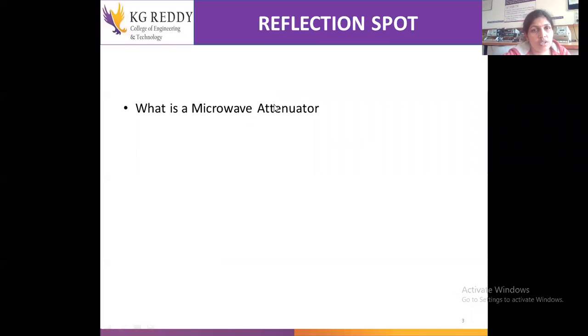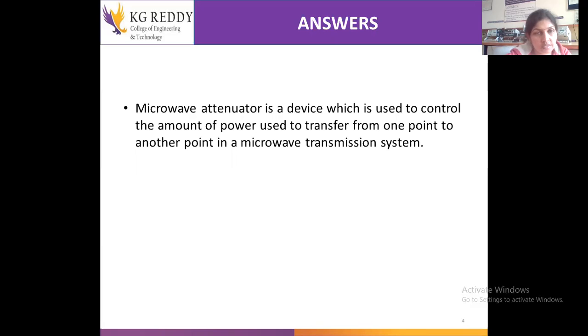I want to ask a question. What is a microwave attenuator? This is the answer to the question. A microwave attenuator is a device which is used to control the amount of microwave power transferred from one point to another point. We use this microwave attenuator in the microwave transmission system to control the power transmission.